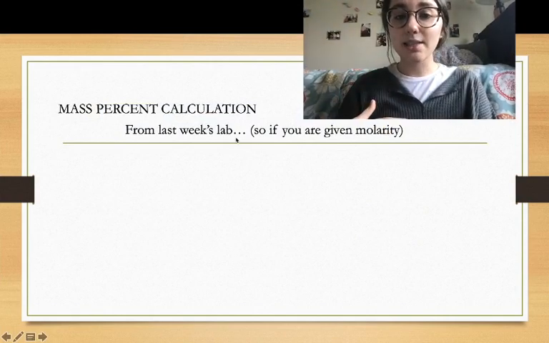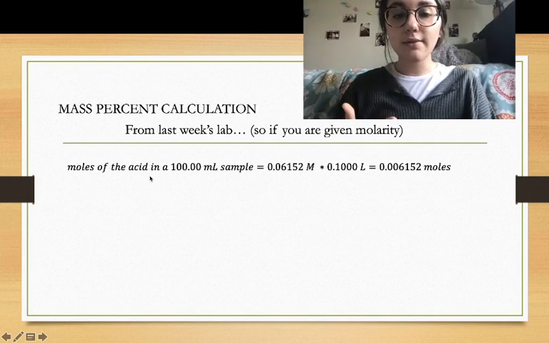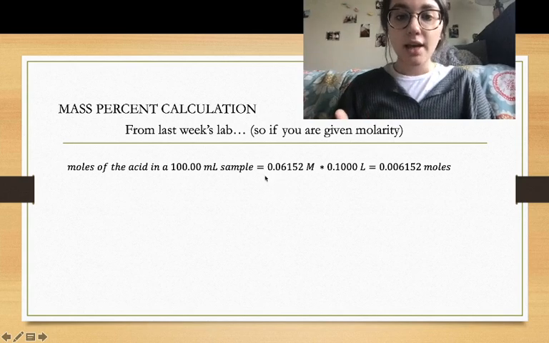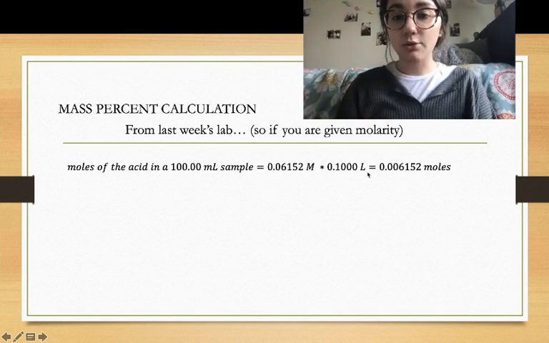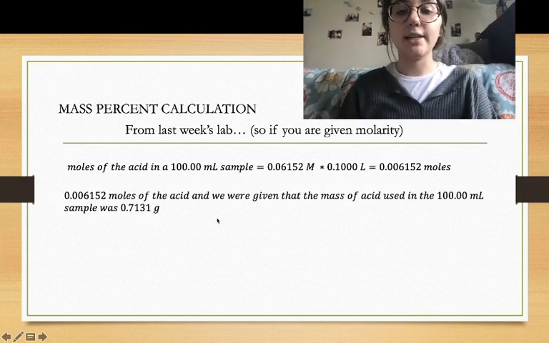a mass percent calculation, that's what I really wanted to go through because it's from last week's lab and it's when you have a given molarity. So you're going to have the moles of the acid in some sort of volume, and you're going to take the molarity times the volume to get the number of moles. And when you have the number of moles, you're going to have to go back, and it's going to tell you also the amount of grams that you have in that given volume.